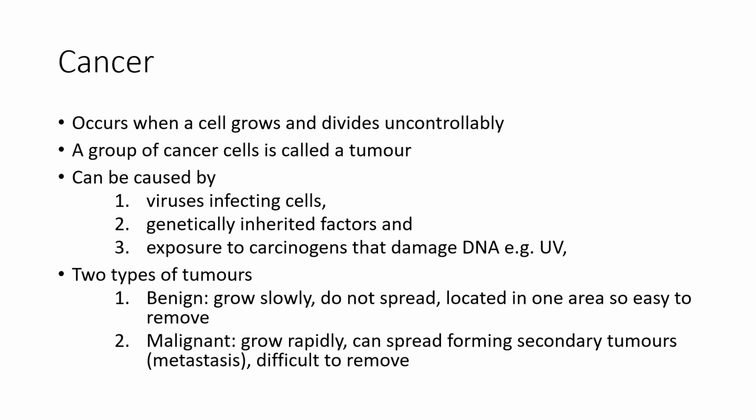Malignant tumors, however, grow very rapidly. They can spread around the body and form what we call secondary tumors, which is a process known as metastasis, and they are difficult to remove and often involve radiotherapy and chemotherapy. So make sure you know the two types of tumors and make sure you know the characteristics of each one.